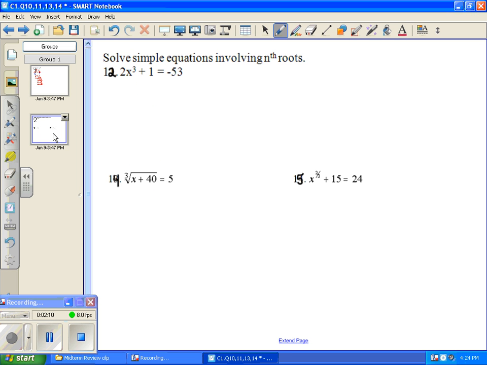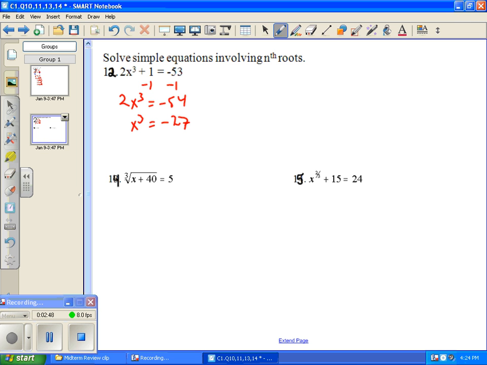Okay, in number 12, we have 2x cubed plus 1 equals negative 53. Again, we use a square root method, or some kind of root method. In this case, it's a cube, so we are going to use the cube root. So again, we subtract 1 from both sides. So we get 2x cubed equals negative 54. Divide both sides by 2. So we get negative 27.